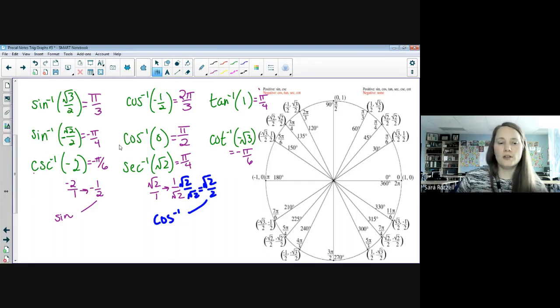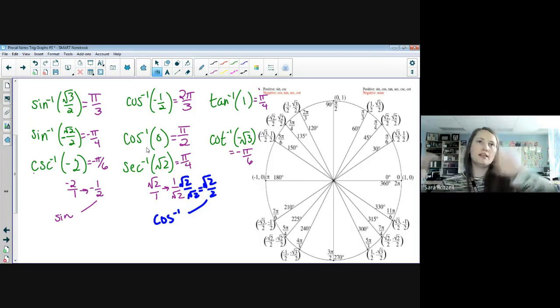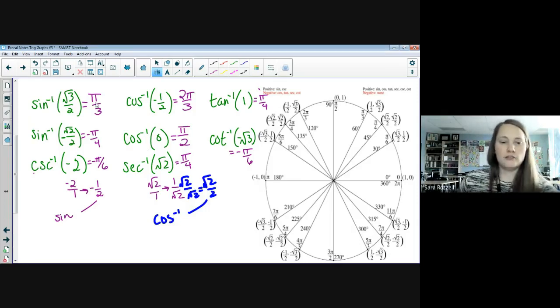Are y'all feeling okay with the secant, cosecant, cotangent? Those are new ones that we hadn't done before. You're just having to flip them and then see what it would be, sine, cosine, or tangent from there.